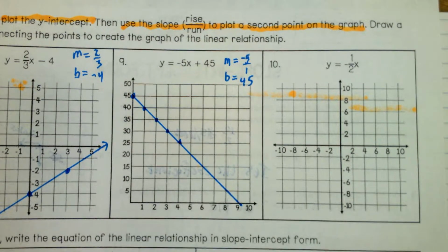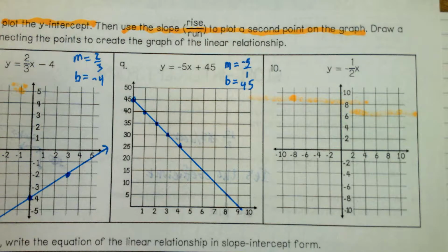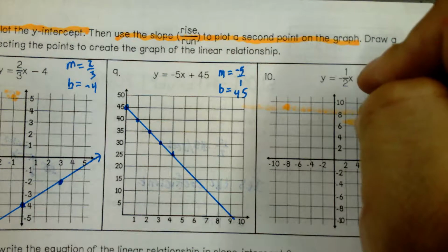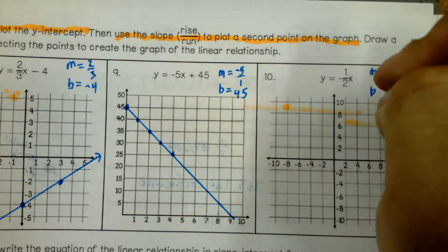Okay, so I'd like you to try number 10 with your partner. Negative y equals -1/2 x. Remember, find the slope, and then identify also the y-intercept, the b value.